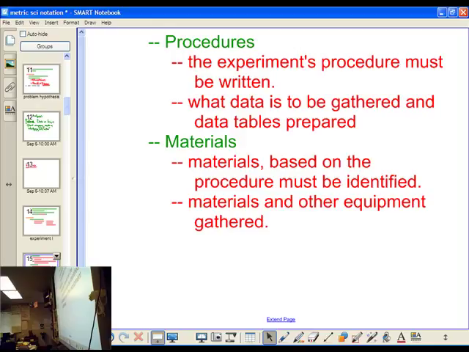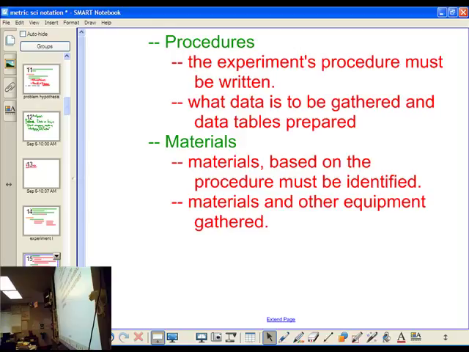Procedures are the experiment. The experiment's procedure must be written. We write down step by step what we're going to do. We're going to determine what data we're going to gather, the data tables. Now, in your lab report, really it's only the data table part that we have. That's the observation section. So the observation section is our conducting the experiment part.